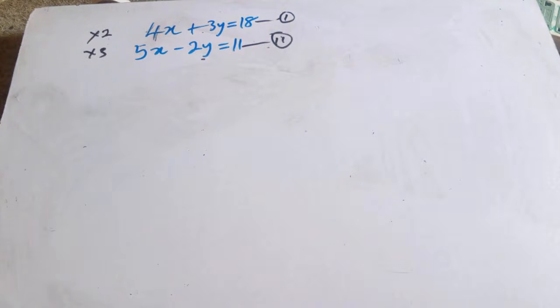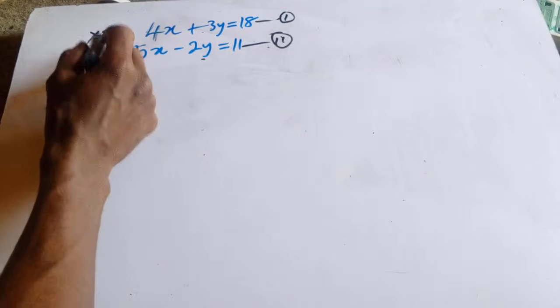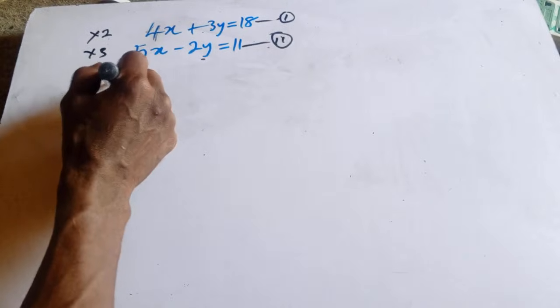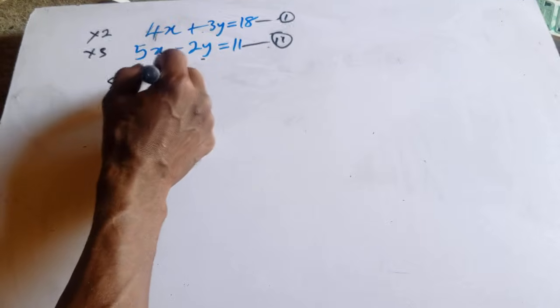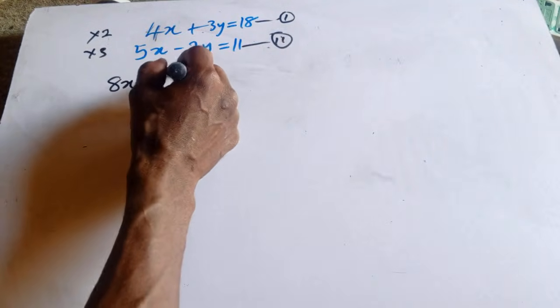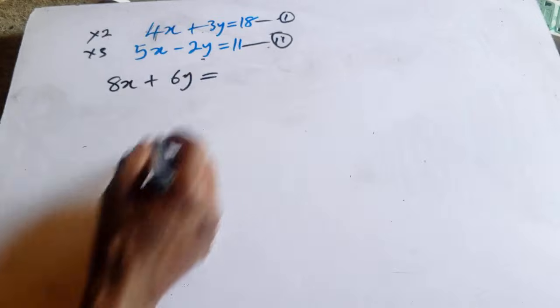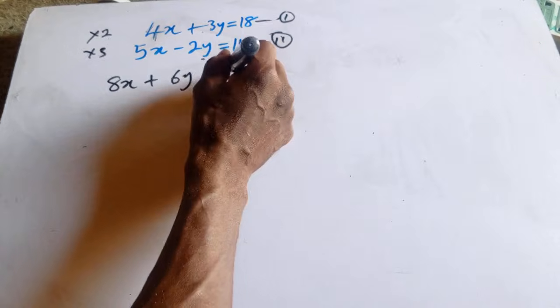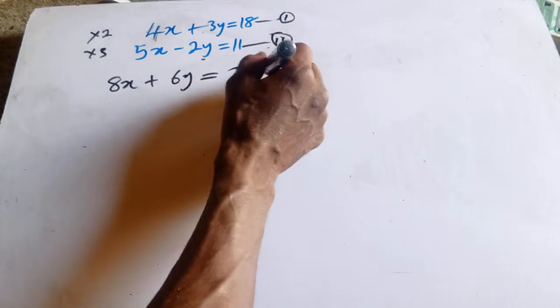To eliminate y, we have to look at the coefficient of y. Then we multiply equation 1 by 2 and equation 2 by 3. So that equates this. We are going to multiply 2 times 4. Here we have 8x plus 2 times 3y. We have 6y is equal to 2 times 18. Here we have 36.